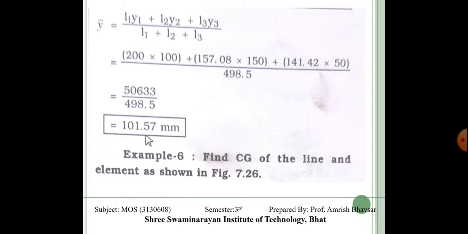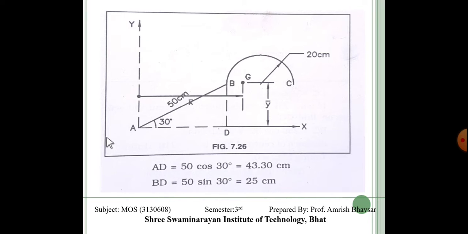Example number 6 is the most important. Find the CG of the line element shown in the figure. This is our one-dimensional element. Line AB, and this is again curve. So we have angle. This is our reference line X and Y.